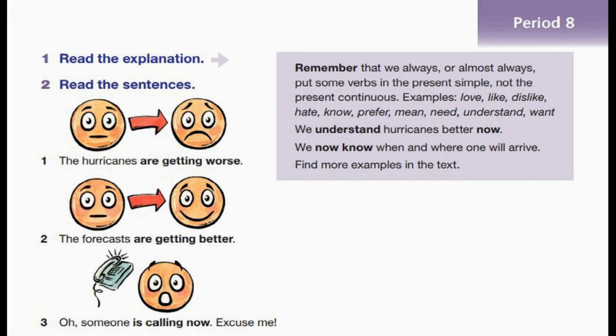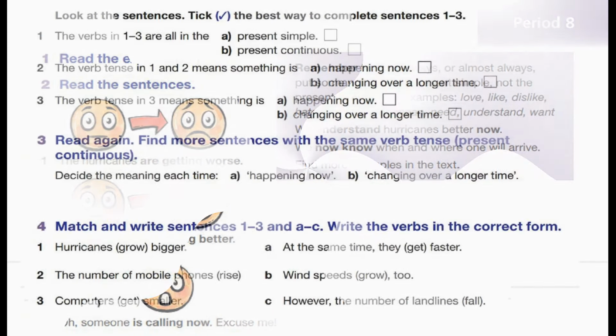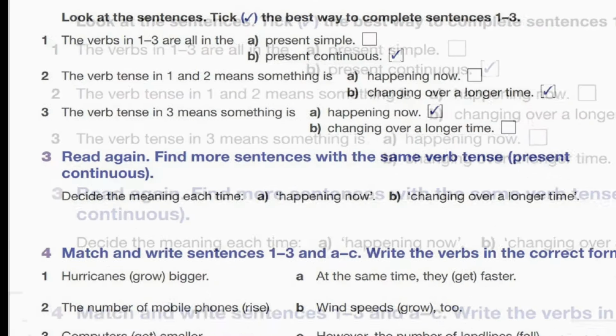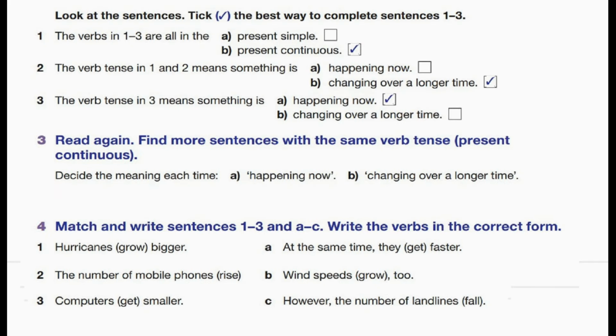2. Read the sentences. 1. The hurricanes are getting worse. 2. The forecasts are getting better. 3. Oh, someone is calling now. Excuse me. Look at the sentences. Tick the best way to complete sentences 1 to 3. The verbs in 1 to 3 are all in the B. Present continuous. The verb tense in 1 and 2 means something is B. Changing over a longer time. The verb tense in 3 means something is happening now. Read again. Find more sentences with the same verb tense, present continuous.